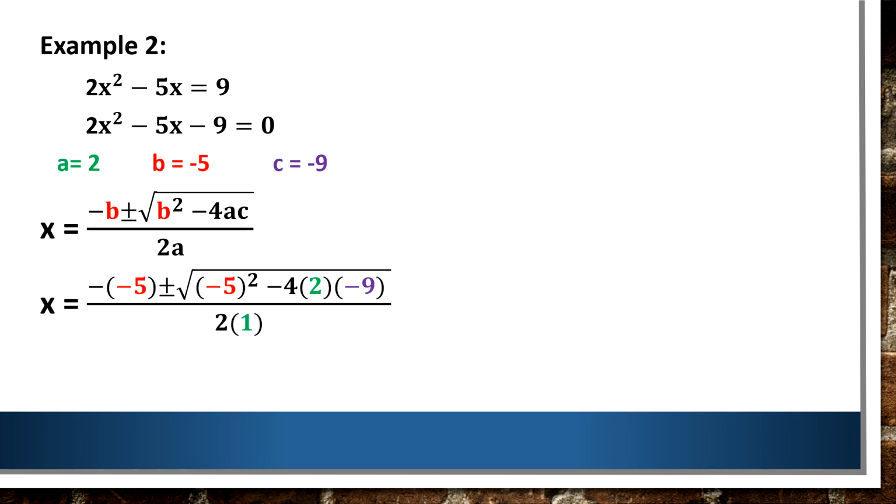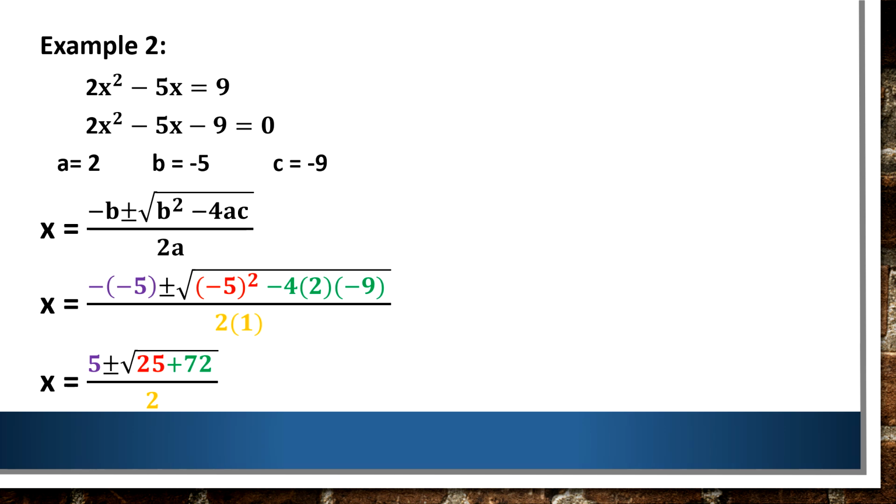Then substitute. So x equals negative times negative 5 plus or minus the square root of negative 5 squared minus 4 times 2 times negative 9, all over 2 times 1. Then multiply negative times negative 5, positive 5, then plus or minus. Simplify negative 5 squared, positive 25. Multiply negative 4 times 2, negative 8, times negative 9, positive 72. Then over 2 times 1, 2.